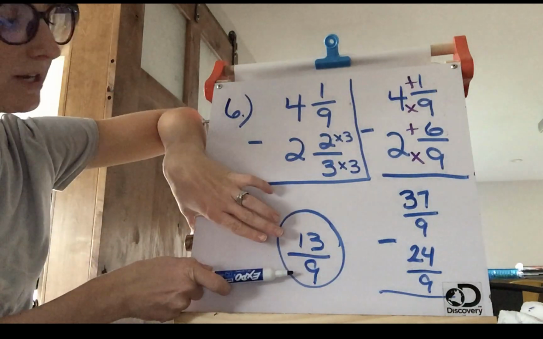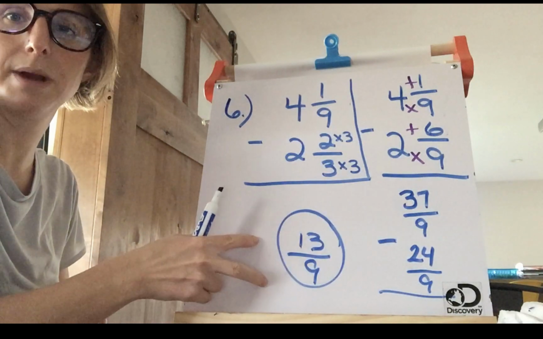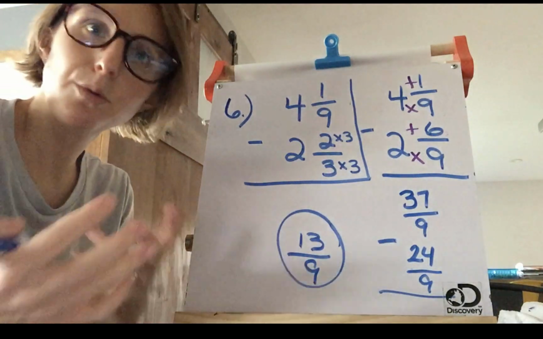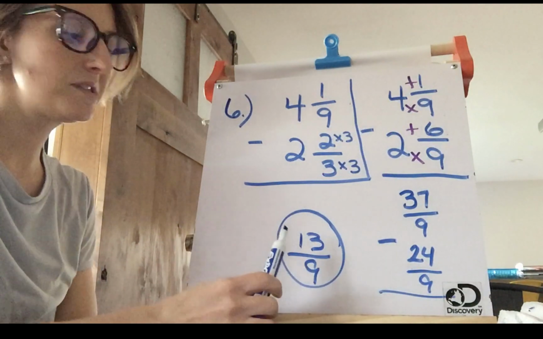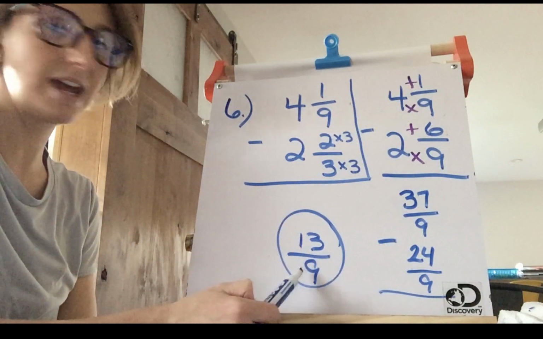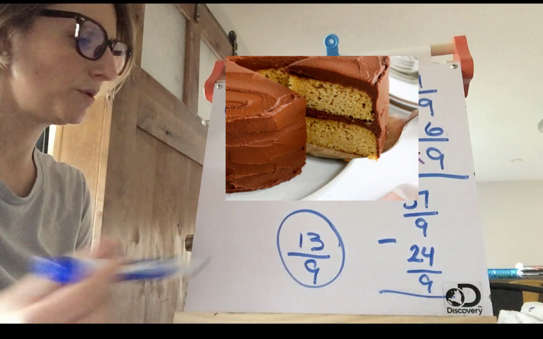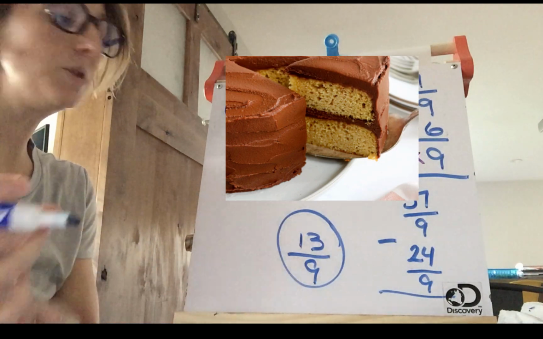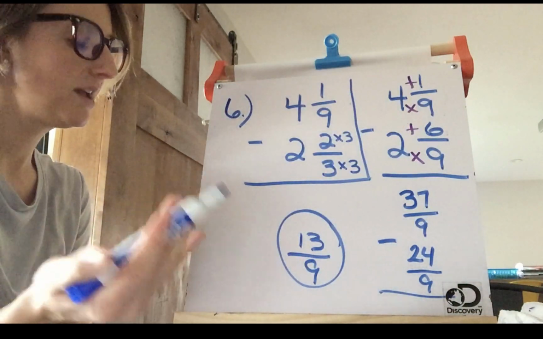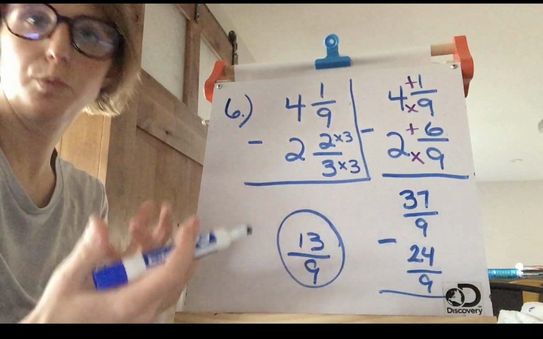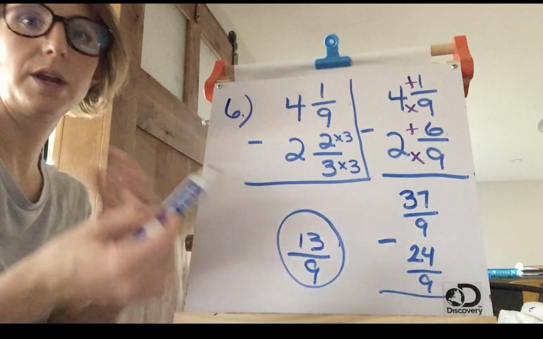I'm not going to change it back into a mixed number. I could, but I don't need to right now. In math, it's much easier to work with improper fractions. If we were doing a real world story problem, then we would change it into a mixed number. Because you wouldn't say, hey, I used 13/9 cups of flour in my cake, right? That just wouldn't work. You would say, I used 1 4/9 cups of flour to bake my cake. So mixed numbers are really nice for real world application. Improper fractions are really nice for working with in math.